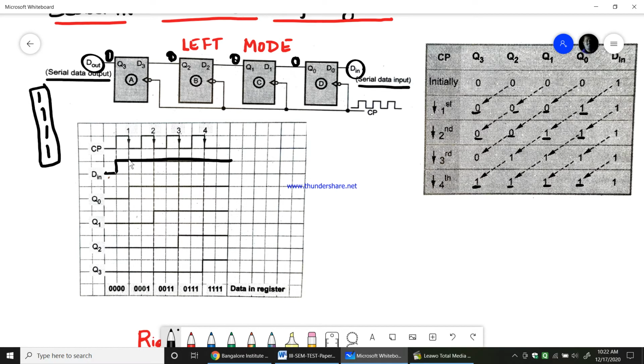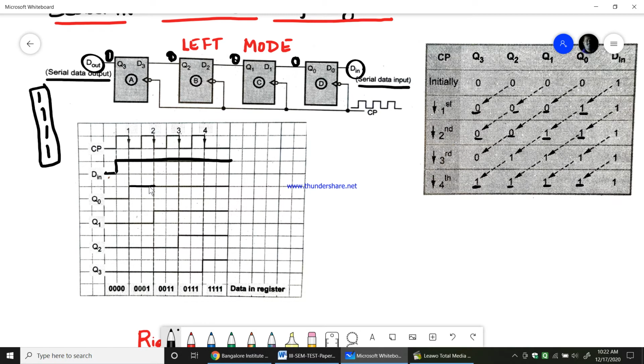where this will work because all these are negative edge triggered clock pulses that we are giving for each flip flop. Okay, so negative edge triggered clock pulse is what we are giving. Therefore the flip flop gets triggered only during the negative edge. So when the negative edge is there and D in is 1, then only Q0 becomes 1. Q0 remains 1 until the next clock pulse arrives.